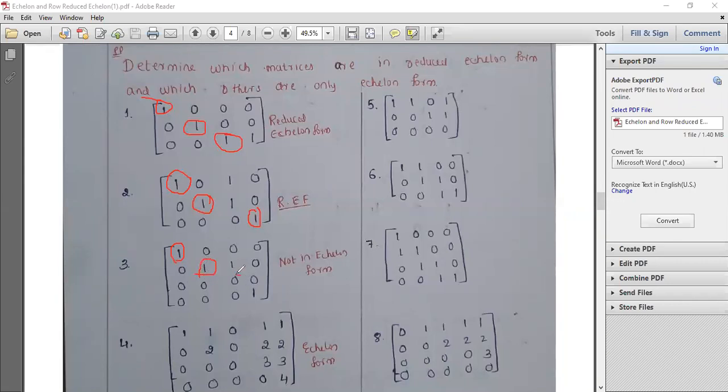What about here? In the third column also I should get some leading entry. There is no leading entry. But here I have one leading entry. Is it in the echelon form?